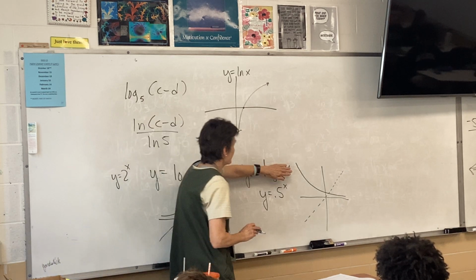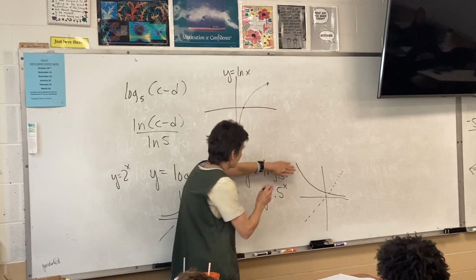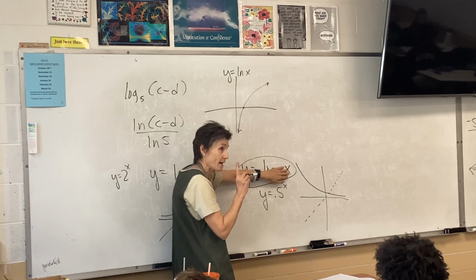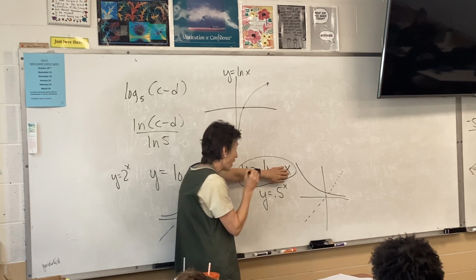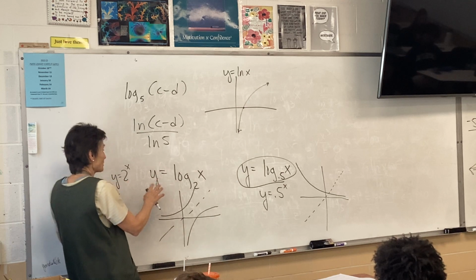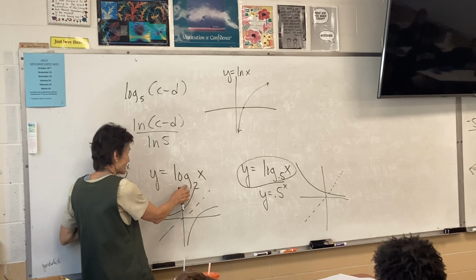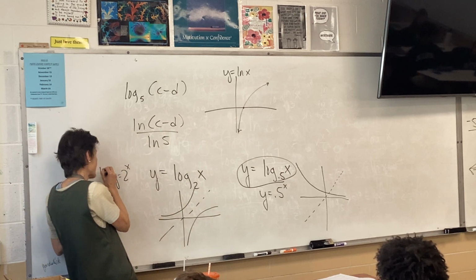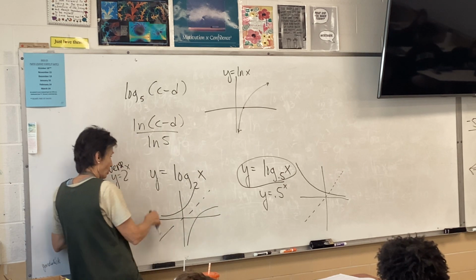Okay, so this is the problem, but we're trying to figure out what it looks like without a calculator. So I chose to go back to what I knew. I knew this picture looked like that, and I know its inverse looks like this.